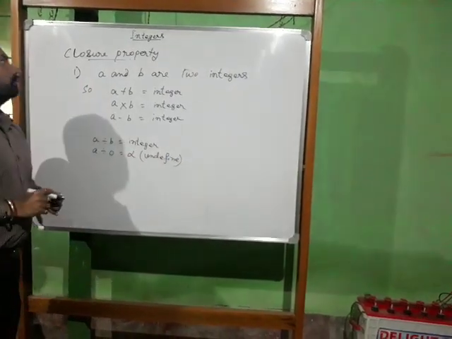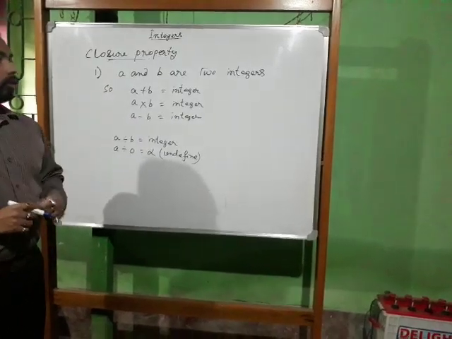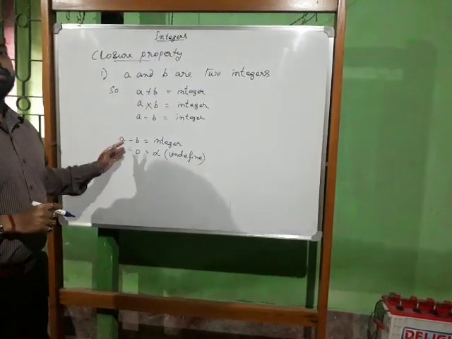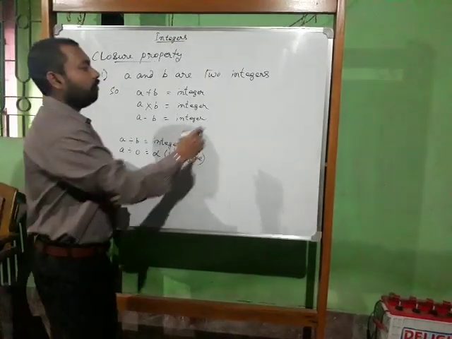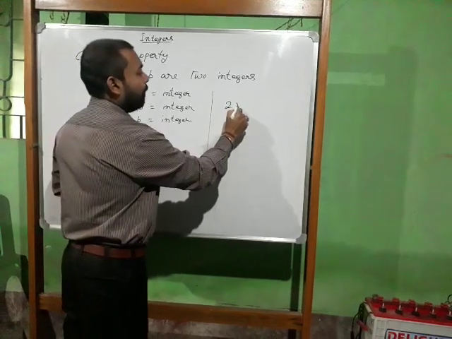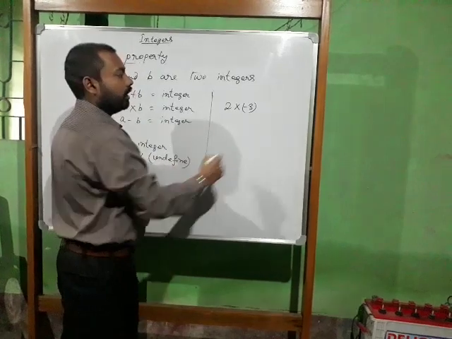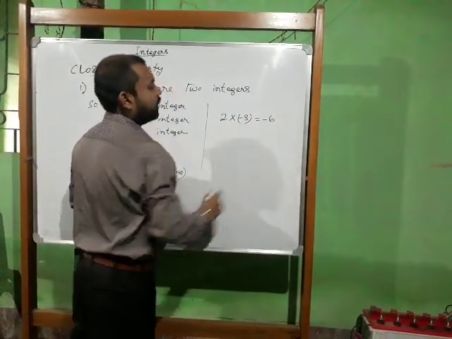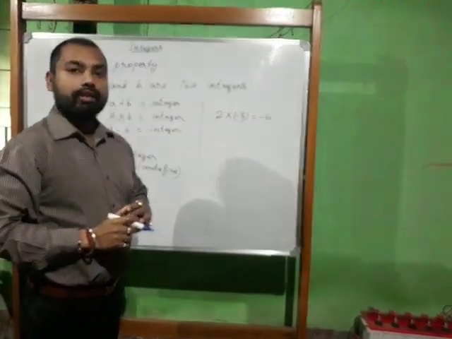That means we can say that closure property is followed by addition, multiplication and subtraction, but not division. So this is about closure property. We can take one example. For example, 2 is an integer, multiply with minus 3. So minus 3 is also an integer. The product will be 2 threes are 6 and the sign will be minus. So it is minus 6. So the result is minus 6, which is also an integer.